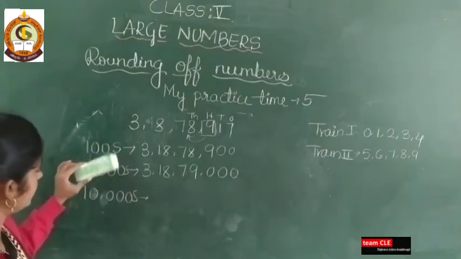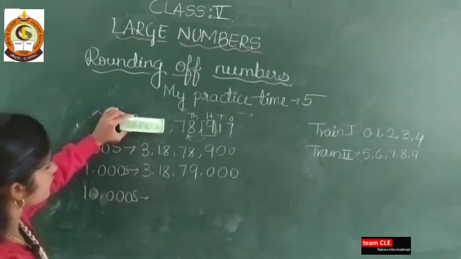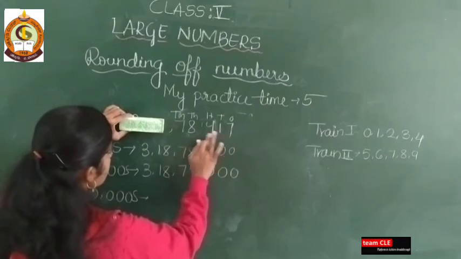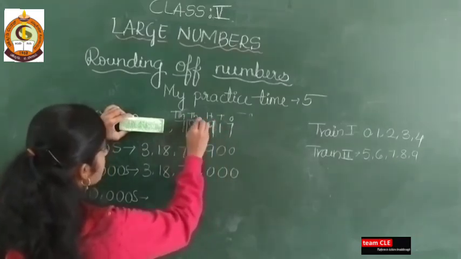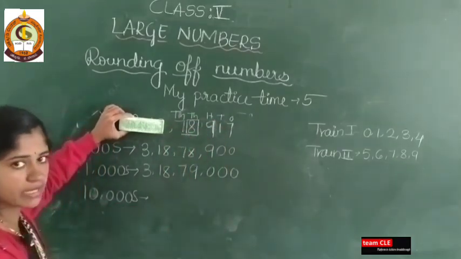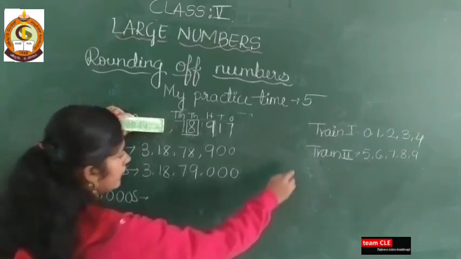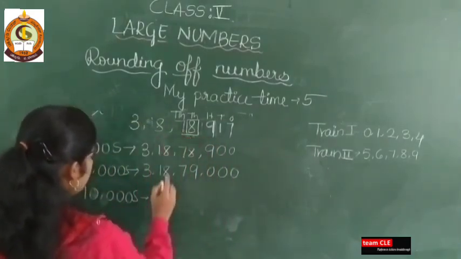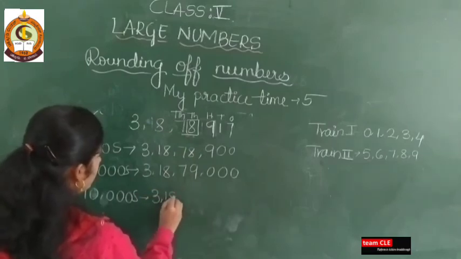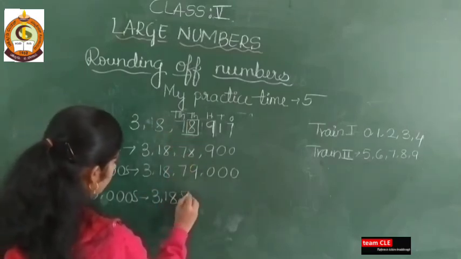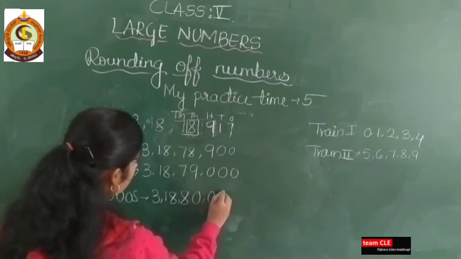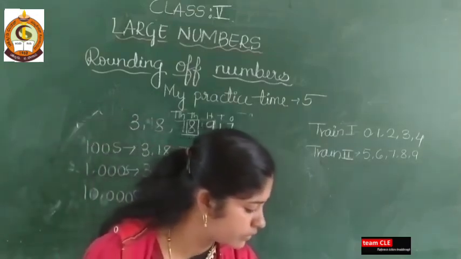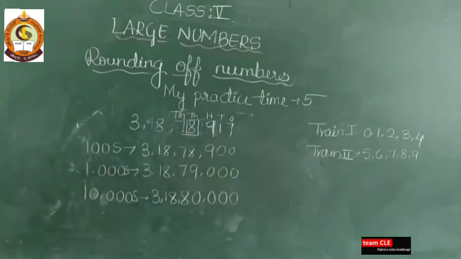Okay, then next 10,000s. You need to see the thousands place. The 1000 place will come in tray number 2, and here you have to add 1. So the remaining digits you write 3, 1, 8. This becomes 8. Next 0, 0, 0, 0. So this is my practice time for the page number 86 questions.